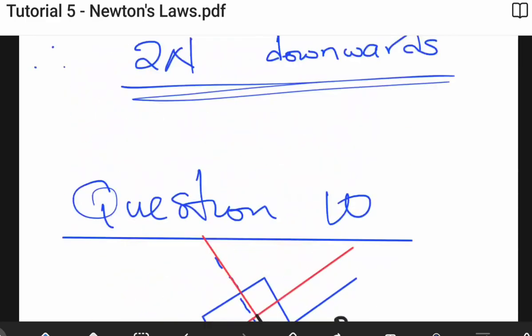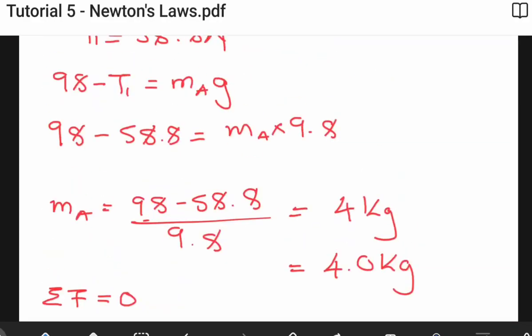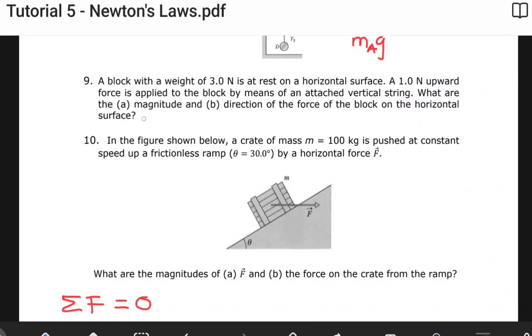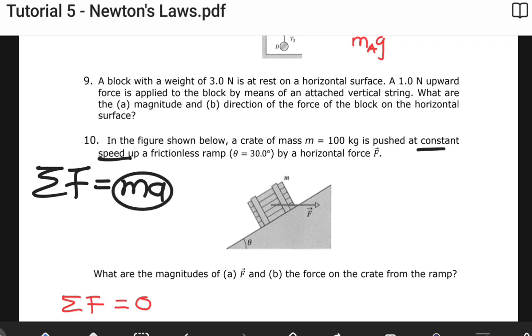So if we try to use the same logic on our question now, what is our question saying? We have this block. In the figure below, a crate of mass m equals 100 kg is pushed at a constant speed. What does constant speed imply? Well, if we had the sum of forces here according to Newton's second law, it's supposed to be equal to ma. But if the speed is constant, then the acceleration has to be 0. So regardless of where we're looking at it from, acceleration is equal to 0, so this has to be equal to 0. Just keep that in mind.